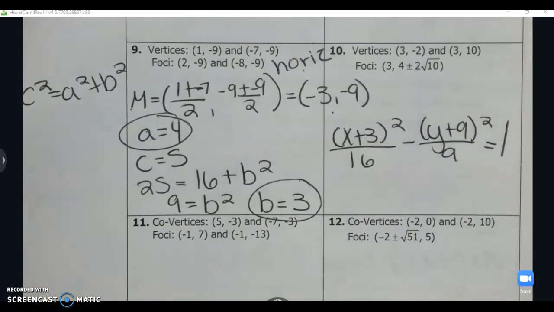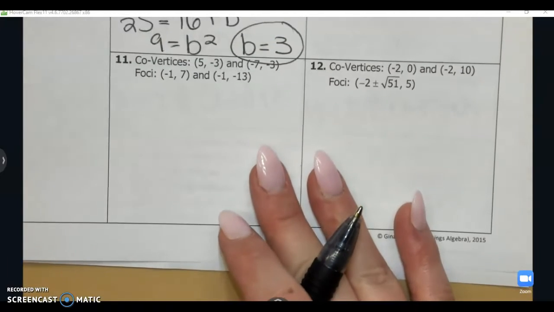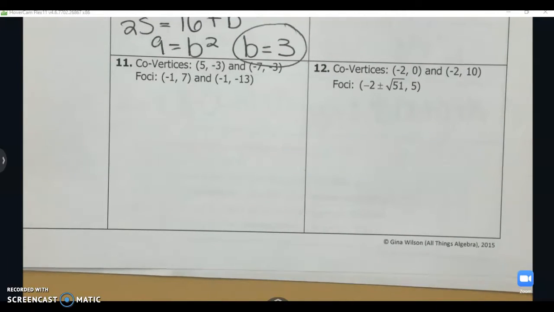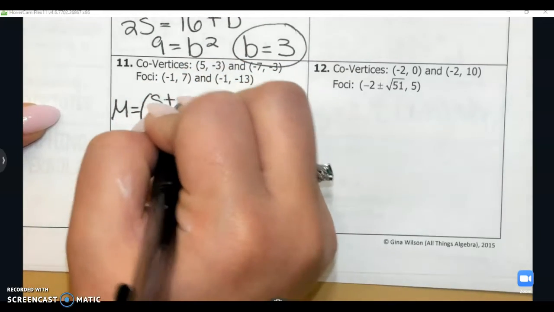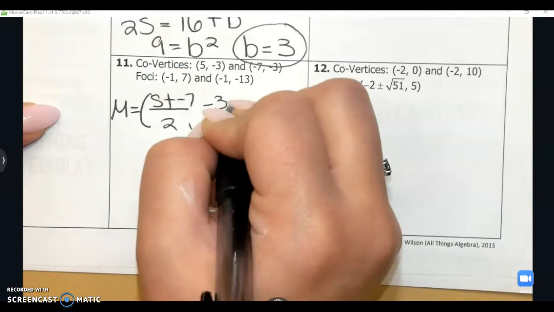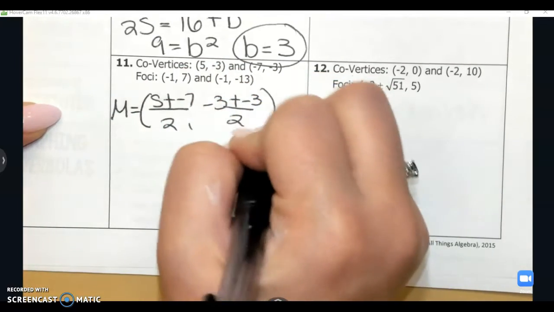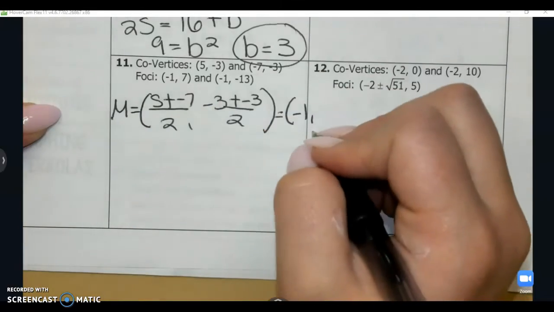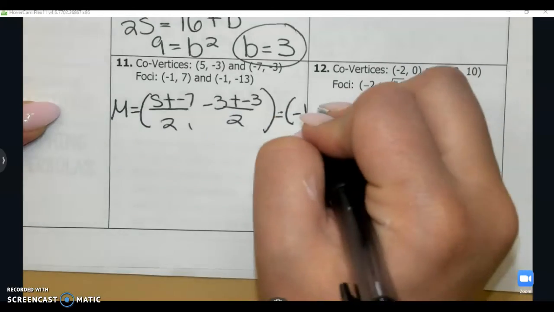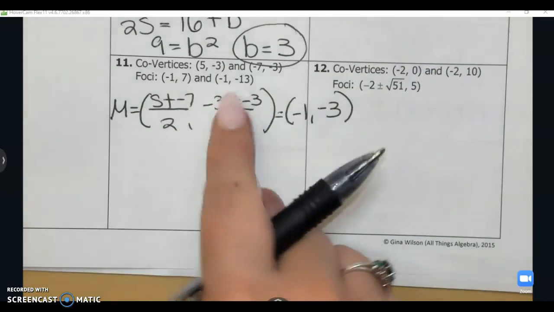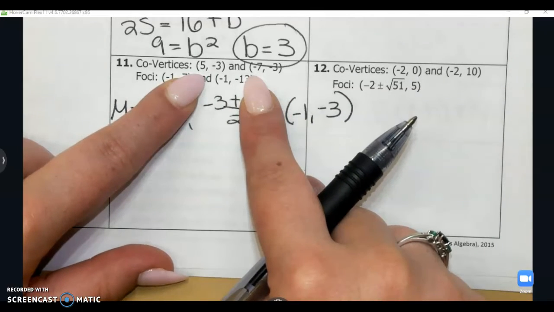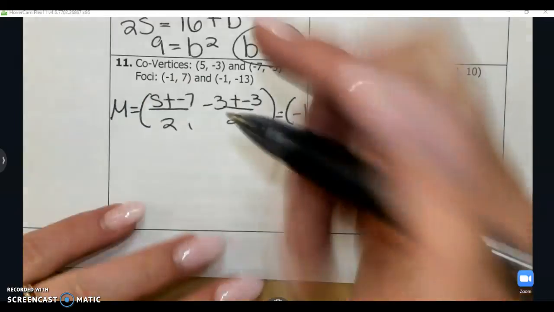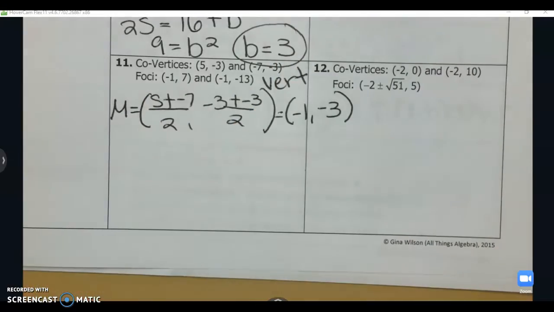Okay. And then the last type I'm going to show you is number 11. This is when we're given the co-vertices and the foci. So the co-vertices are going to help me find my midpoint as well as B. So let's look for that center, our midpoint. And I am getting (-1, -3) for this one. That's my center. Now my co-vertices. The x value is changing, but those are my co-vertices, which means my vertices are going to be vertical. So this is a vertical hyperbola.